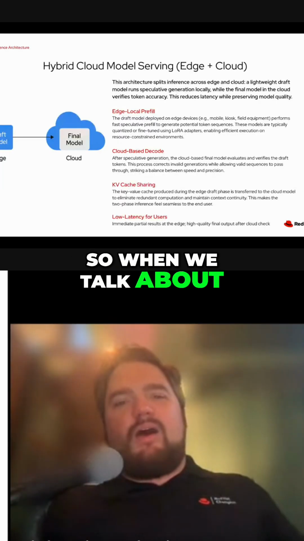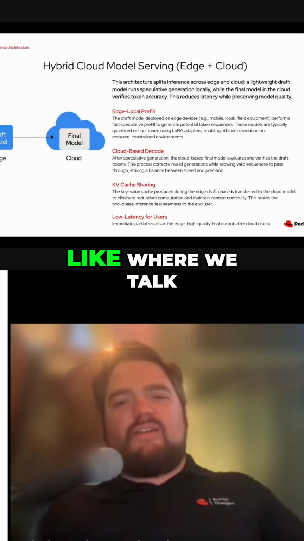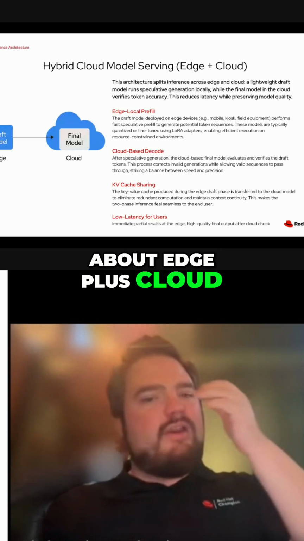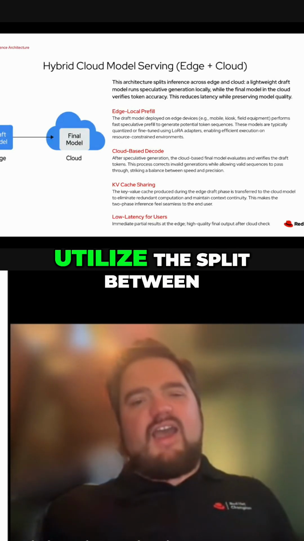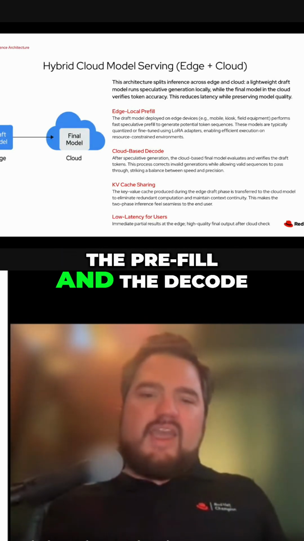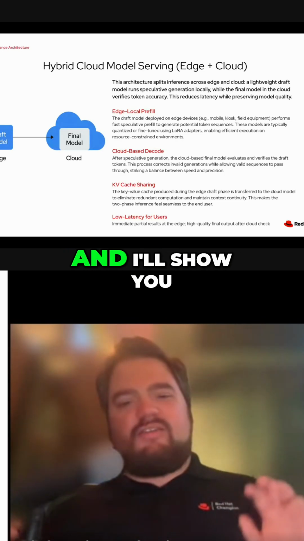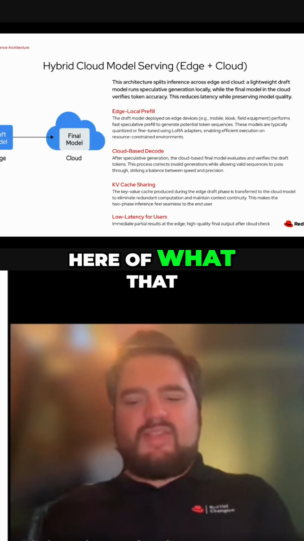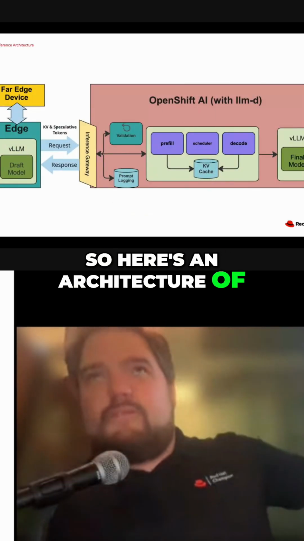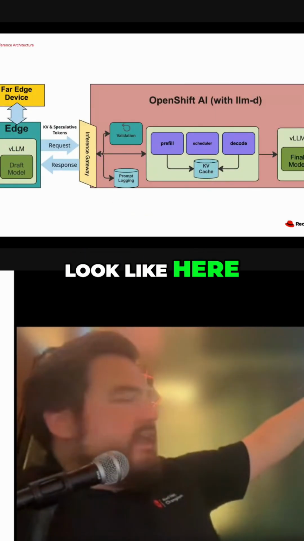So when we talk about hybrid cloud, where we talk about edge plus cloud, there's a lot of ways that we can utilize the split between the prefill and the decode and how KV cache sharing can be beneficial. And I'll show you a model here of what that looks like. So here's an architecture of what LLMD can look like.